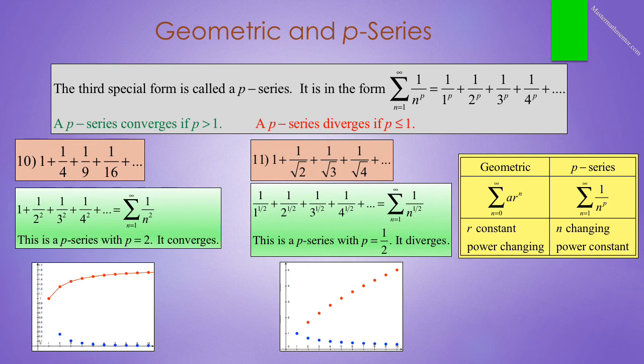It is very easy to get confused with the geometric and p-series. The geometric form is summation n equals 0 to infinity of ar to the n. It does not necessarily have to start at 0. It could start at any constant. But in a geometric series, the r is constant and the power is changing. For the p-series, it is summation n equals 1 to infinity of 1 over n to the p. Again, n does not have to start at 1. It can start anywhere. But for the p-series, n is changing and the power stays constant.